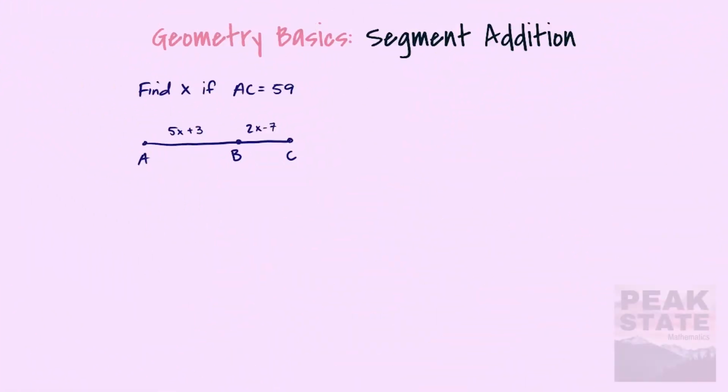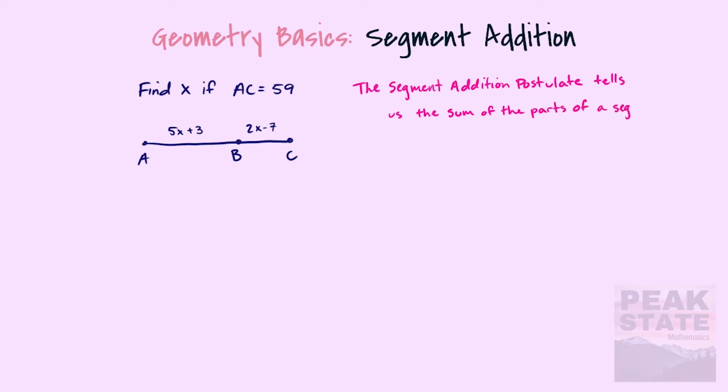Welcome back to Peak State Mathematics, taking a look at our segment addition postulate today. The segment addition postulate just states that if you add up the parts of a segment, take the sum of the pieces, it will equal the whole. So in this case, we're saying that segment AB plus segment BC, those measurements, or the distances there, is going to equal the whole distance of AC.